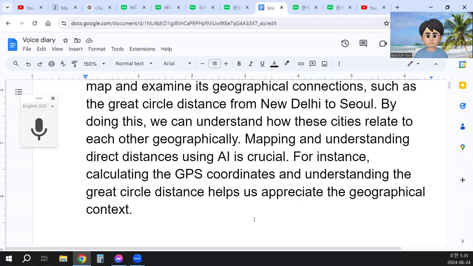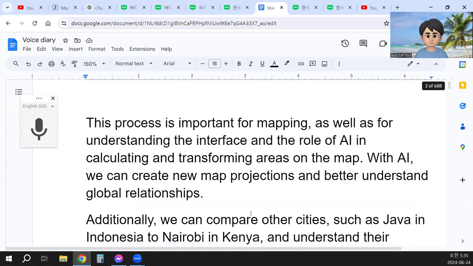Mapping and understanding direct distance using AI is crucial. For instance, calculating the GPS coordinates and understanding the Great Circle distance help us appreciate the geographical context. This process is important for mapping as well as for understanding the interface and the role of AI in calculating and transforming areas on the map. With AI, we can create a new map projection and better understand global relationships.